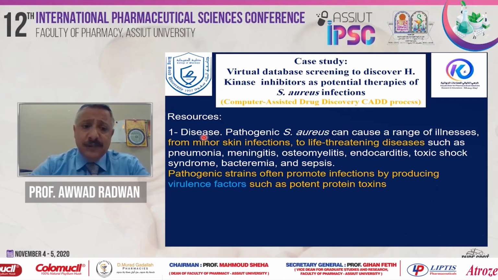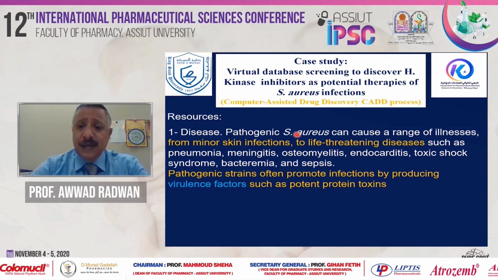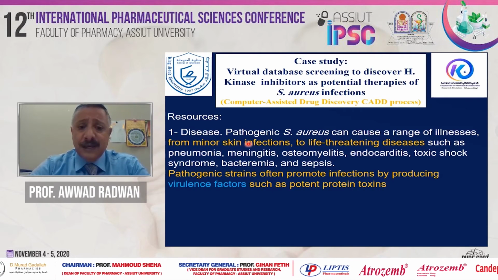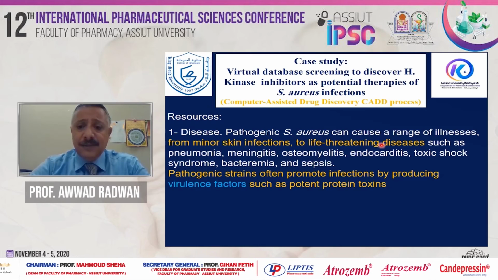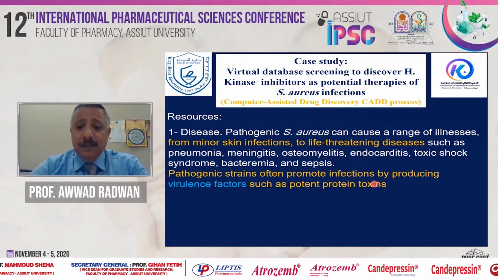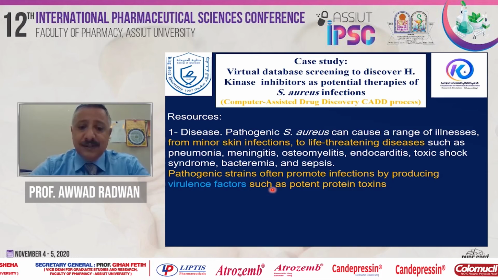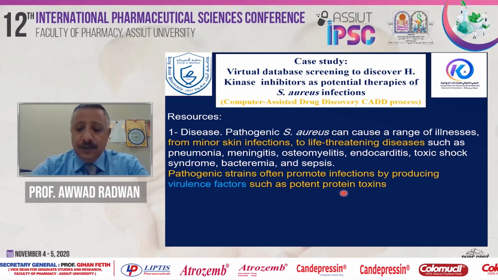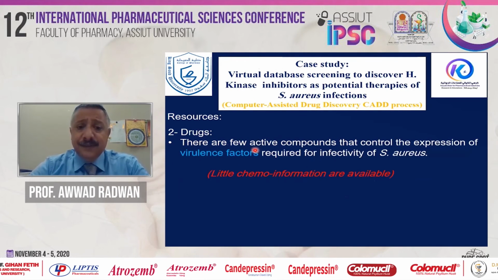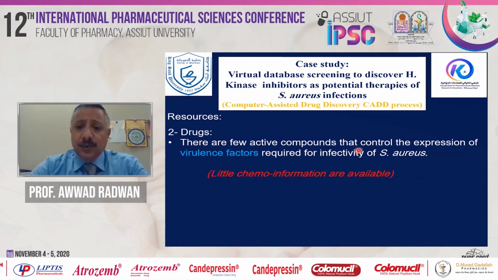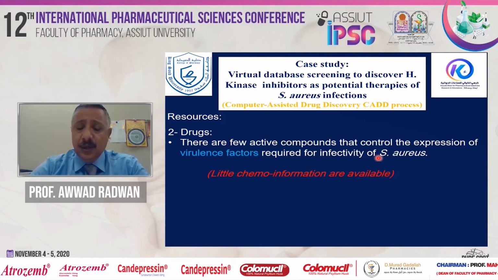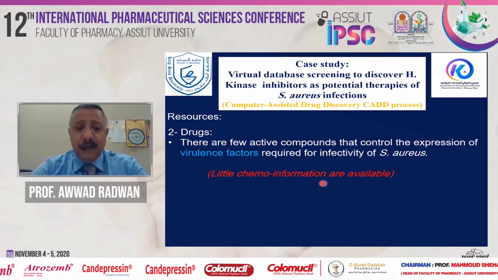First, our information about the disease: the pathogenic Staph aureus can cause a range of illnesses from minor skin infections to life-threatening diseases. Pathogenic strains often promote infections by producing virulence factors such as potent protein toxins. About our information about drugs, there are few active compounds that control the expression of virulence factors required for infectivity of Staph aureus. We have limited chemoinformatics.